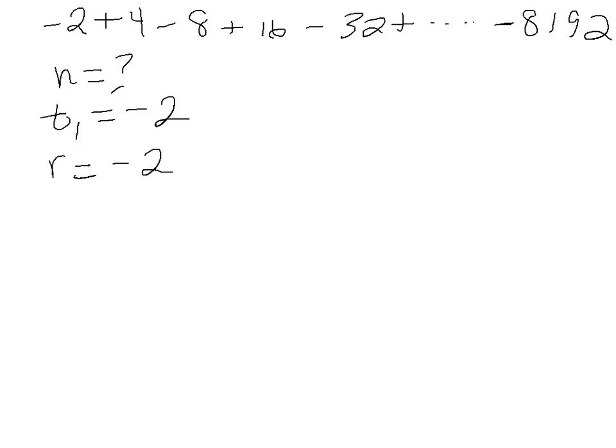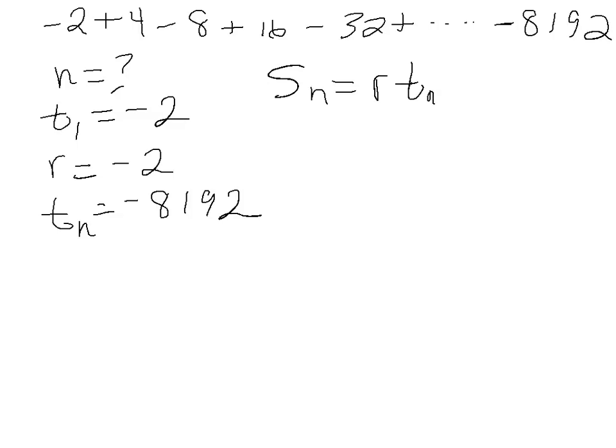Okay, so in this question, we do know the last term. So this is Tn, and that's -8,192. Okay, so which formula are we going to use? We're going to use the formula with our T1 and our Tn. So R times Tn minus T1 over R minus 1.